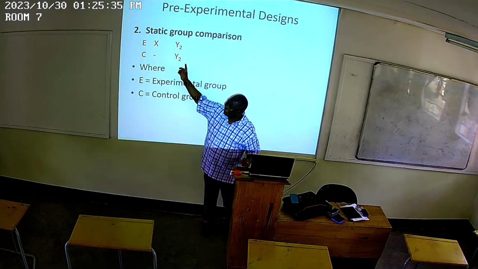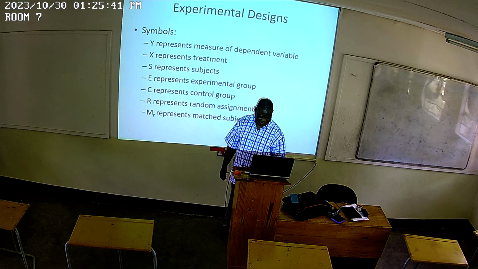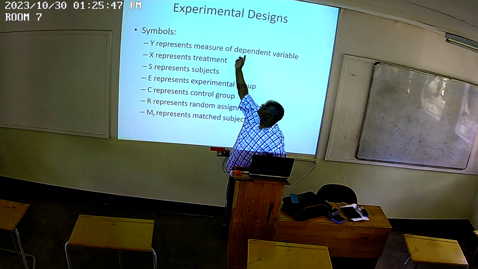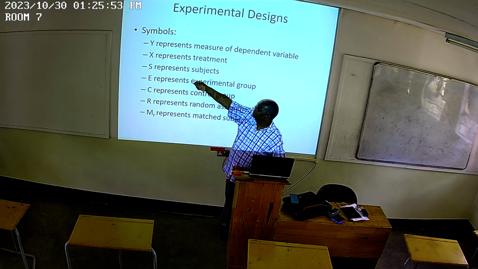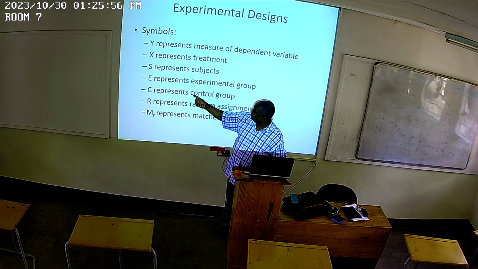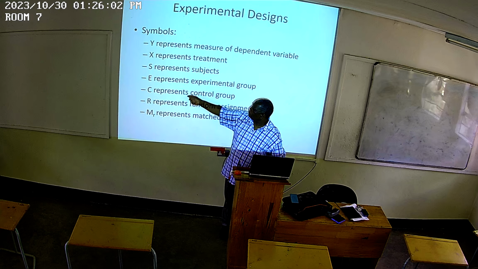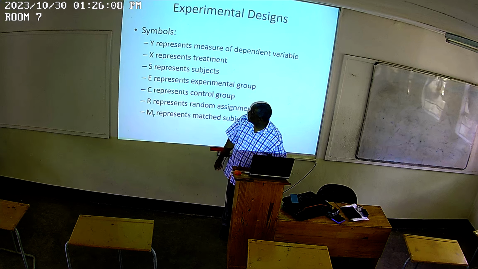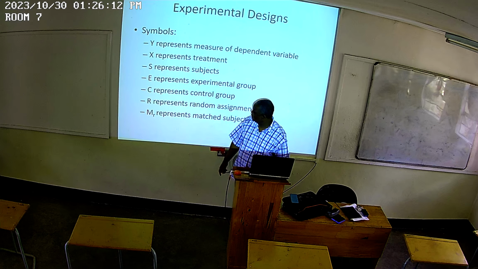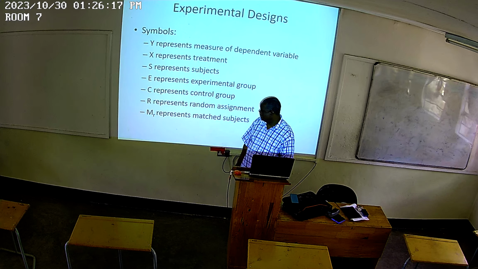You don't understand this side there. This side is a lot of process. Y means the dependent variable. X means the treatment. C means control. E means experimental group. S means subject. R means randomization, random assignment. M means matched subject assignment.